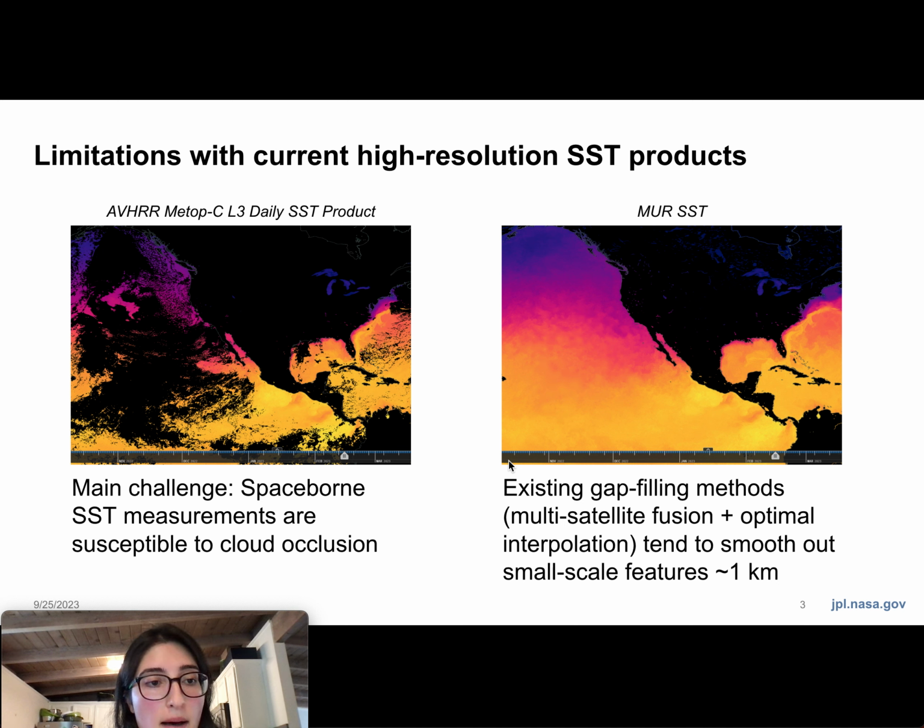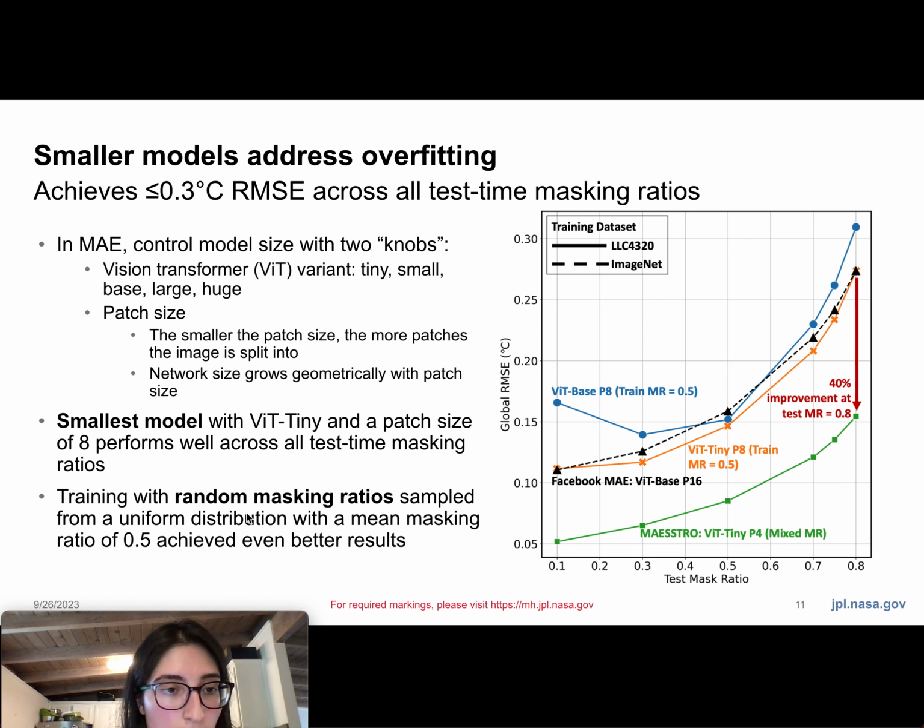So how do we regularize? We regularize by using a smaller model. With Facebook, they have a lot of images, so they can really scale up to a larger model. For our MAE, a tiny model works better for us, and that's seen by this orange curve, which doesn't exhibit the U shape anymore, and is able to get an RMSE of below 0.3 degrees Celsius across different masking ratios.